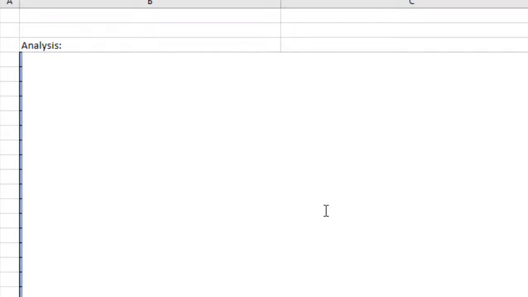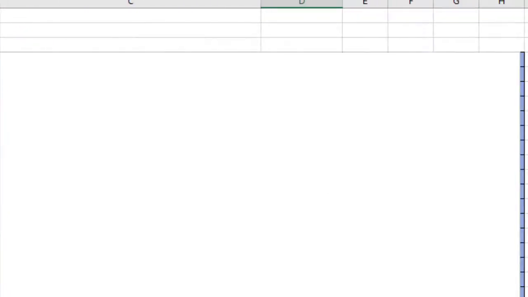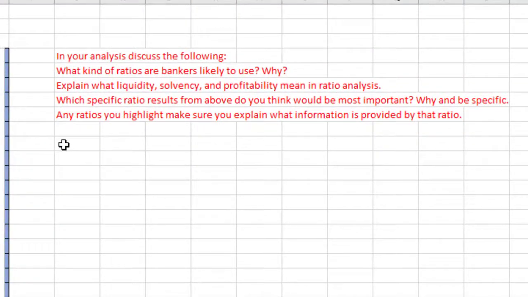Now this is an important part of the assignment. Notice how much room you're given. To help you understand what I'm looking for, I provided you with an overview. What kind of ratios are bankers likely to use and why? Explain what liquidity, solvency, and profitability mean as far as ratios are concerned. Then what kind of ratio specifically would you think would be important to a banker?